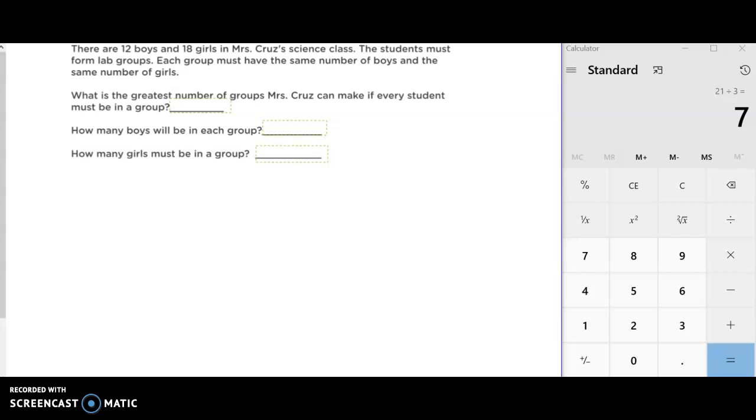Now, my brain is going, because I see my key words. Remember those key words from before? All right, they are greatest number and same number. Greatest number, same number, GCF. Greatest number, same number, GCF. So as soon as I see greatest number and same number, my brain is going GCF. So that GCF, I'm going to pull out.